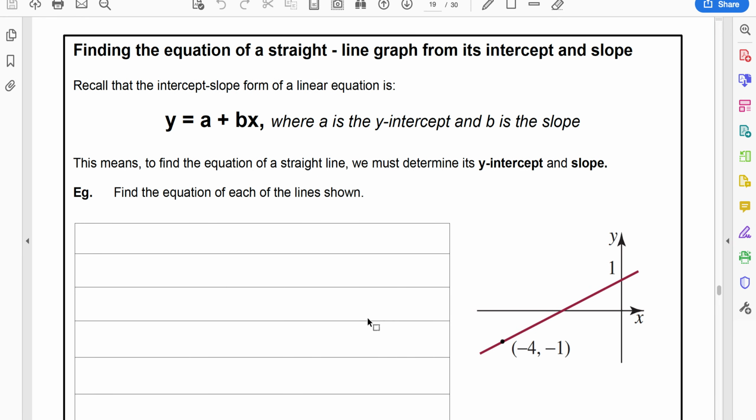Hi Year 11s, welcome to the next video in our topic of linear equations. We are looking at linear graphs at the moment, which is chapter 6. Today what I'm going to show you is how to find the equation of a straight line.